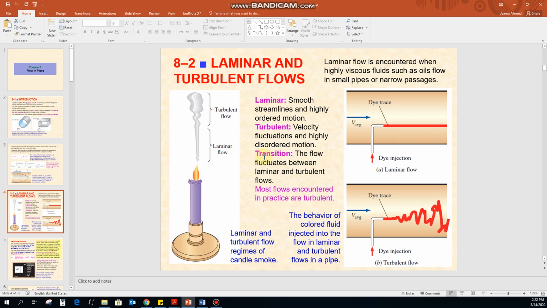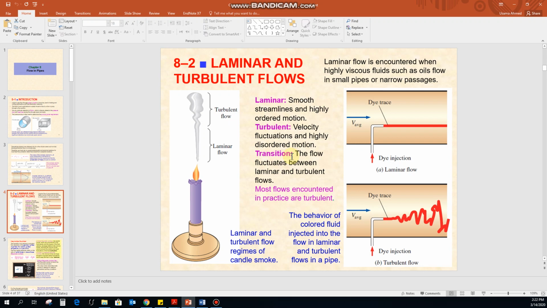What is a transition region? The flow fluctuates between laminar and turbulent flow. So if the flow is fluctuating between the laminar and the turbulent flow, you can have a transition flow. As an example of this transition flow, you can have the straight line and then some zigzag motion and then some straight line. So you will observe both the laminar and the turbulent flow within this transition region.